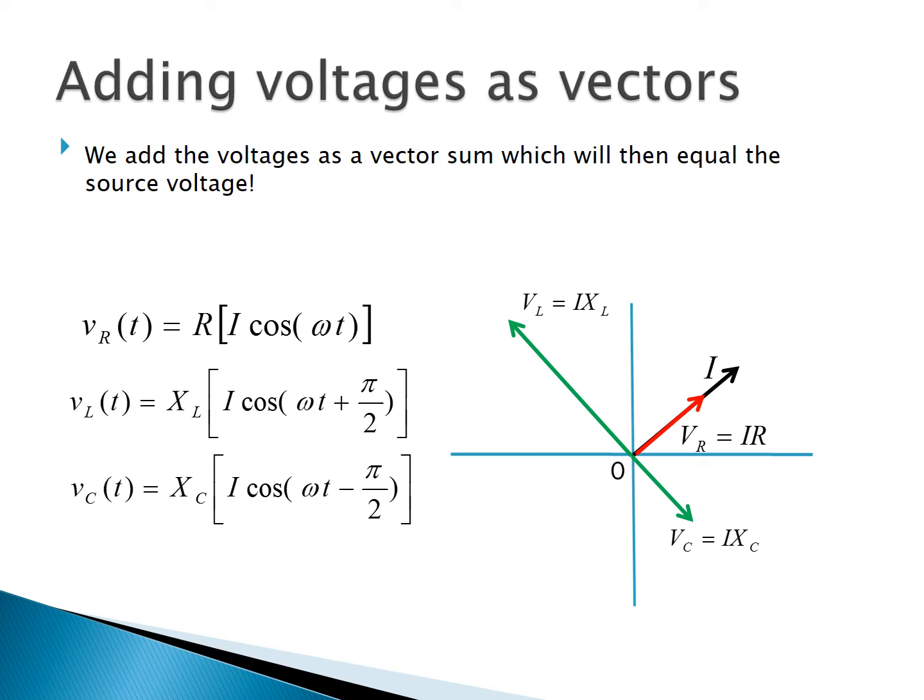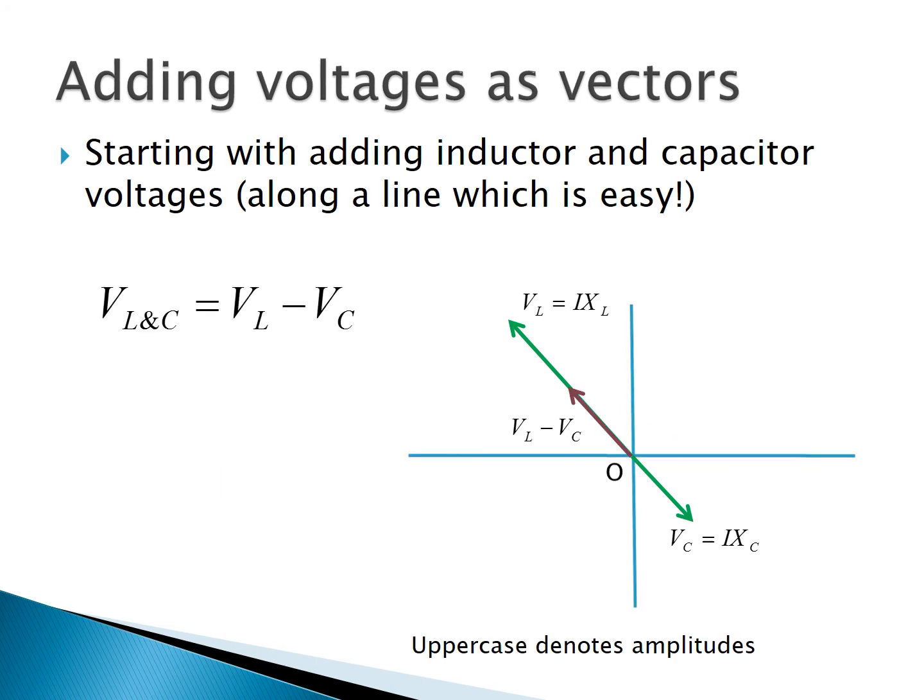So we add these voltages now, as we can see, as a vector sum, and the vector sum of these voltages has to equal the source voltage based on Kirchhoff's rule for voltages. So first of all, we're going to take only the inductance and the capacitance. So we're going to look at V sub L and V sub C and add those 2 vectors together first. So starting with the inductor and capacitor, since they're on the same line as each other at all times, it's very easy to add them. It's a matter of just vector subtraction.